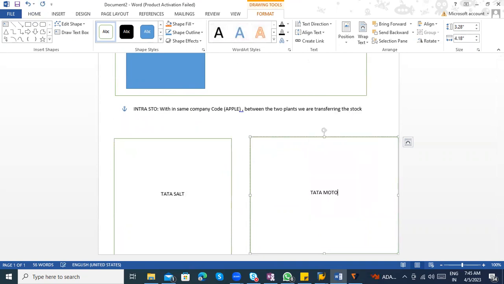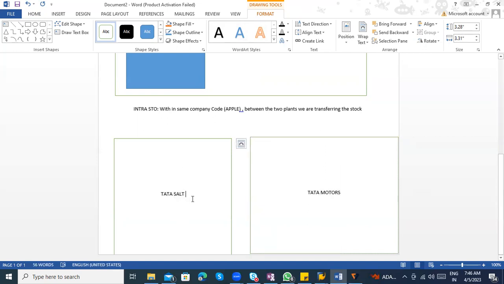Tata Motors. These are two different entities. Even though it is a group of companies, they are different entities. Why are they different entities? Because the functionality and the material are completely different. This business is completely different, and this is the food item. This is completely different, right?